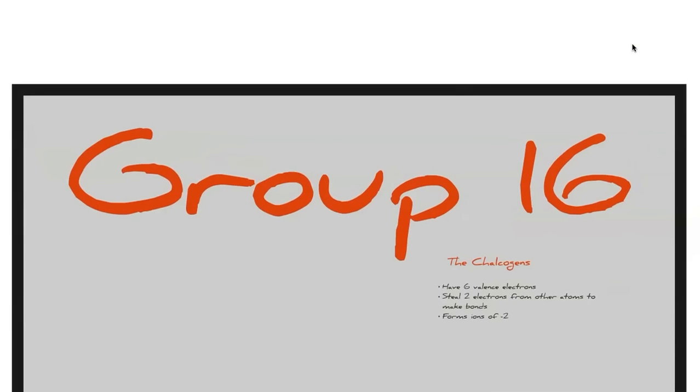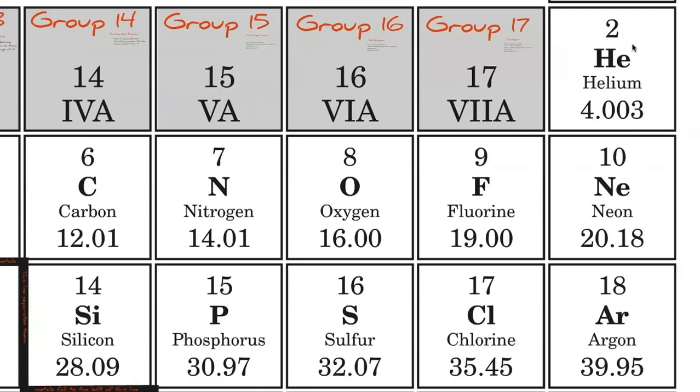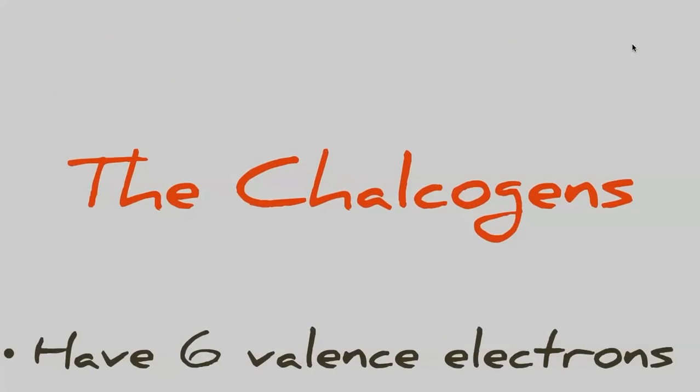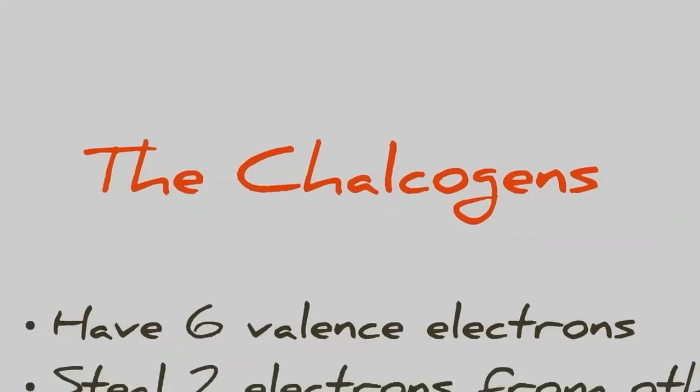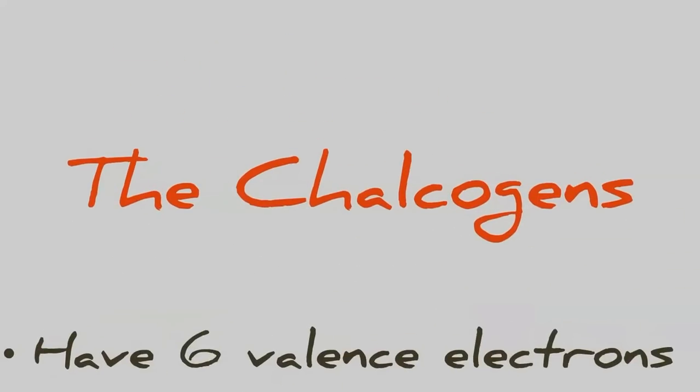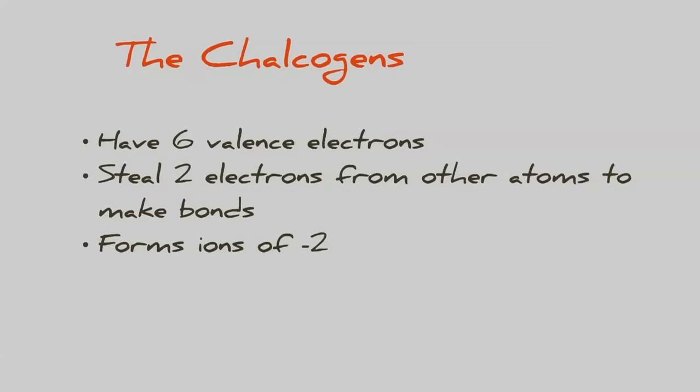Okay. Group 16 is the oxygen family, but we also call them the chalcogens, so that when they get to high school, they can sound smart. Chalcogens. They have 6 valence electrons because we're going with the pattern. So to get to 8, they steal 2 electrons from other atoms to make bonds or form ions of -2, because they have those 2 extra electrons, and electrons are negative.